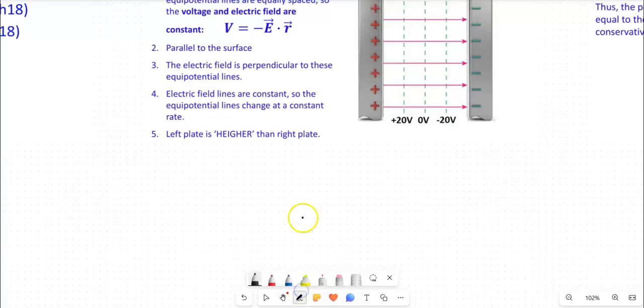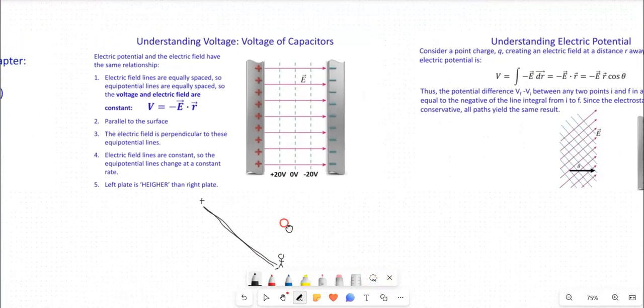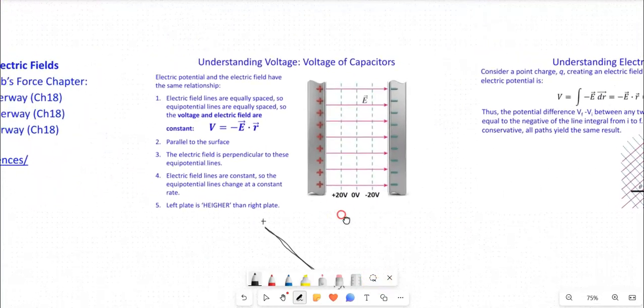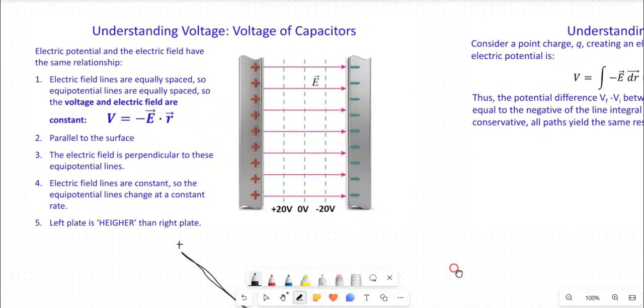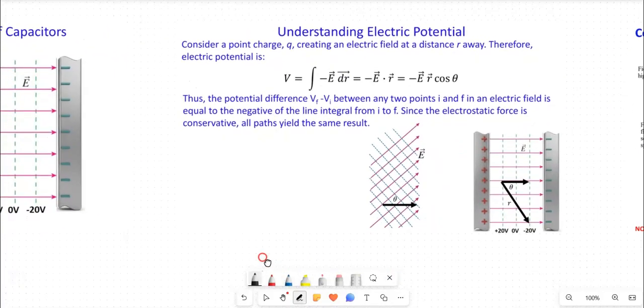So it would look like this. You would be standing here as a charged particle, looking up at a nice flat surface. This would be the positive plate, and you would be standing on the negative plate. Again, I'm going to mention that this negative E dot R is very important, and we're going to get into why that is important right now.